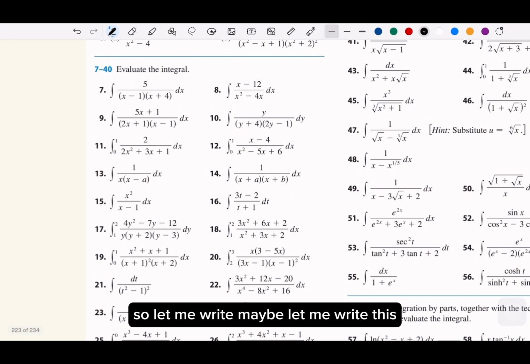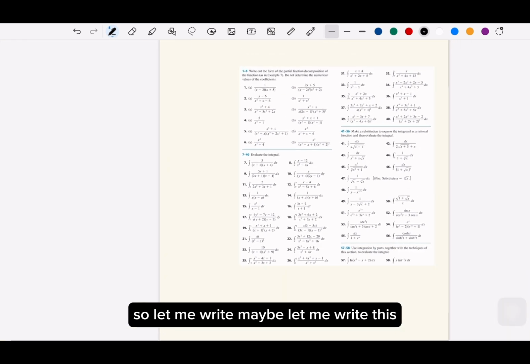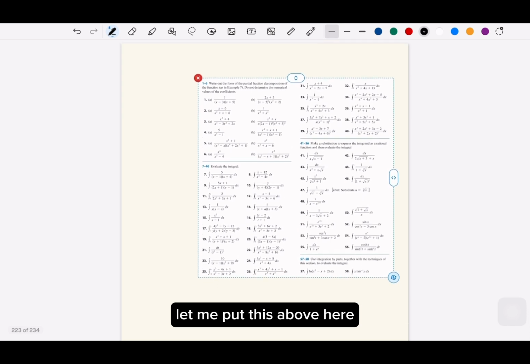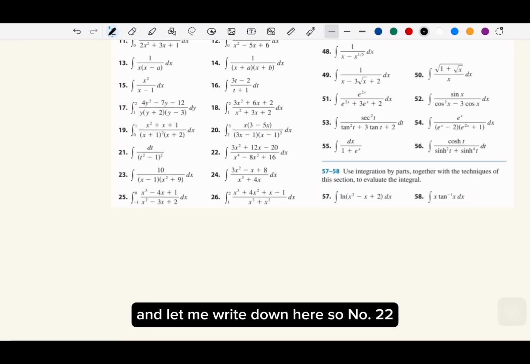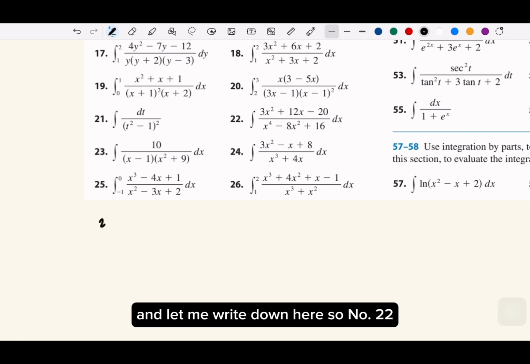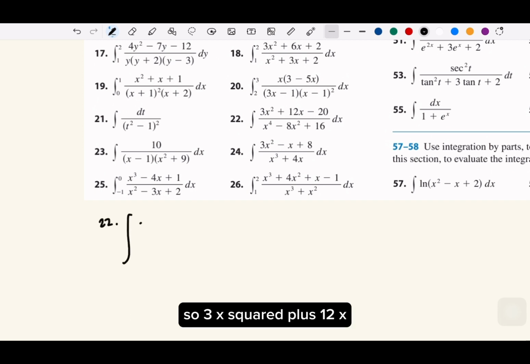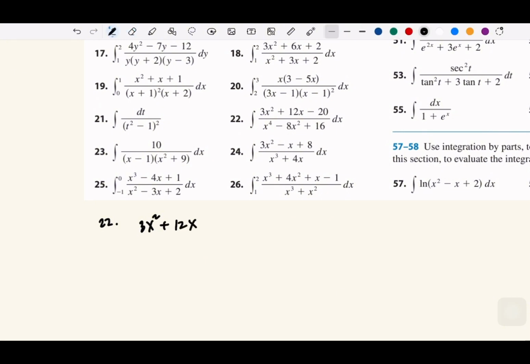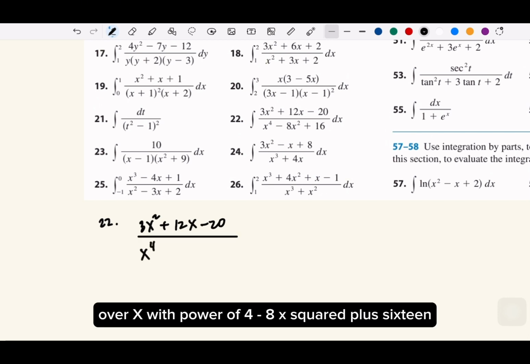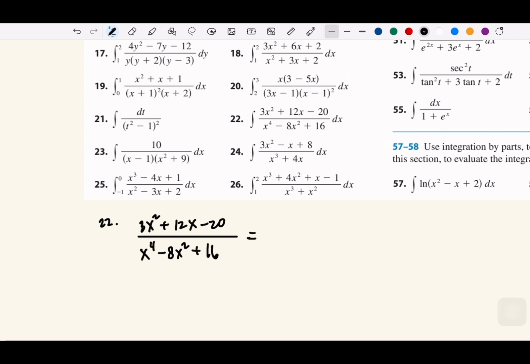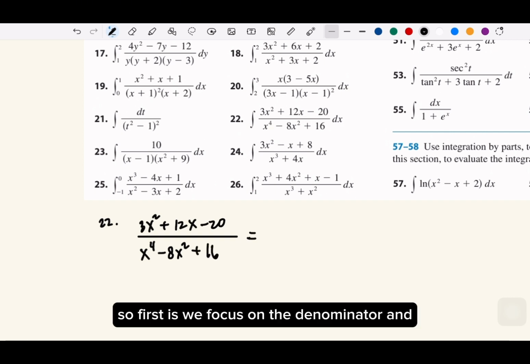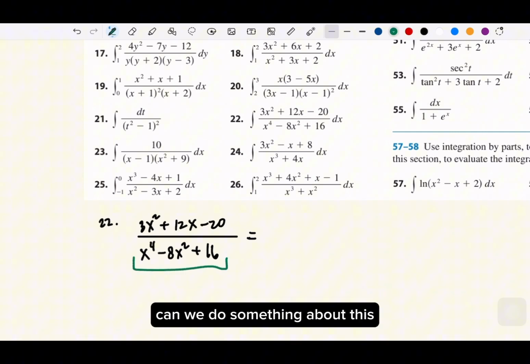So let me write this. Let me put this above here, and let me write down here. So number 22: 3x squared plus 12x, or maybe let me write just the fraction first, over x to the power of 4 minus 8x squared plus 16. So first we focus on the denominator, and can we do something about this?